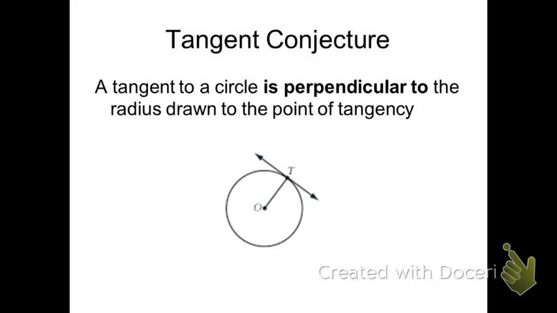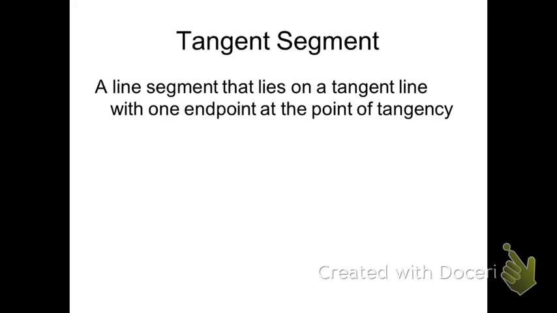Good to know, right? Good stuff. Now, a tangent segment is a line segment that lies on the tangent line with one endpoint on the point of tangency. So, if we had a circle and we make our point of tangency right here and then some other point outside the line, this right here, pretend that's straight, would be a tangent segment.